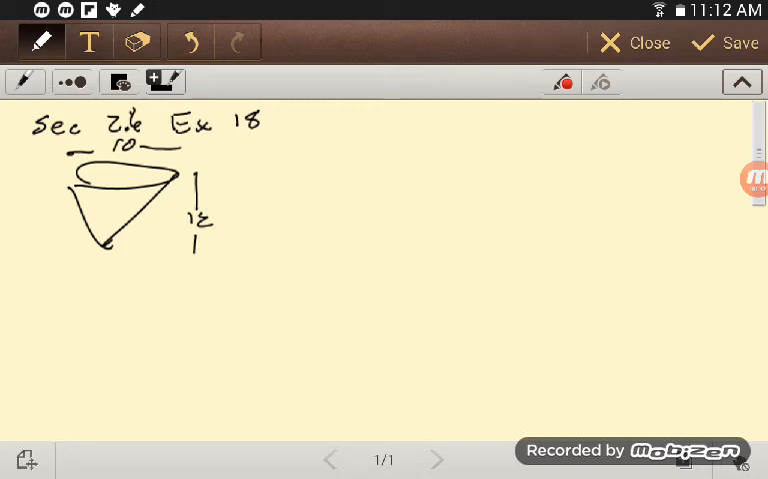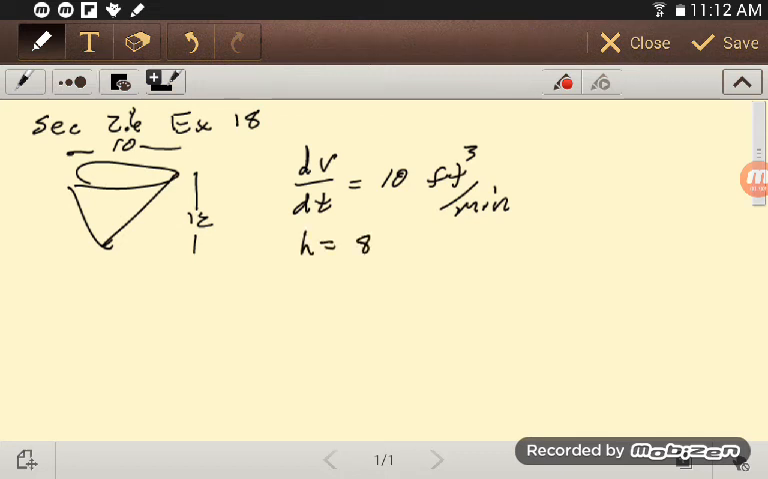Water is flowing into the tank at a rate of 10 cubic feet per minute. So we're told that the rate of change of the volume is 10 cubic feet per minute. Find the rate of change of the depth of the water when the water is 8 feet deep. So when h is 8, about 2/3 of the way up, we want to find the rate of change.